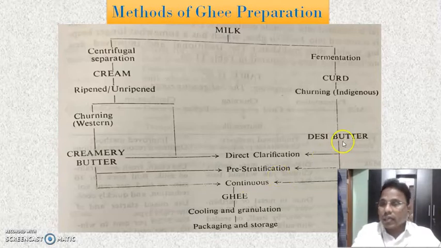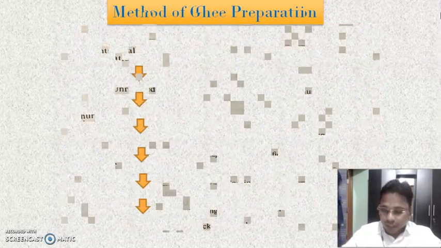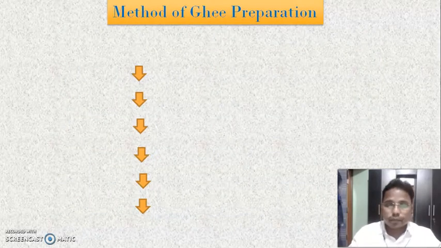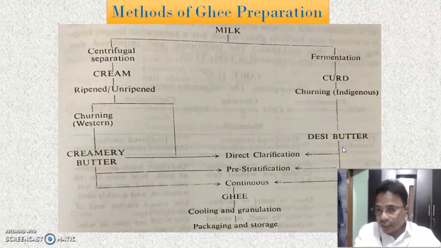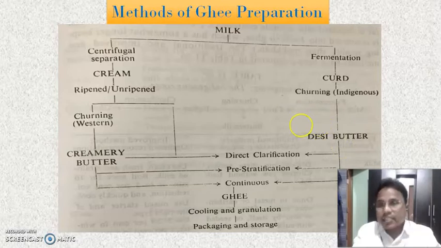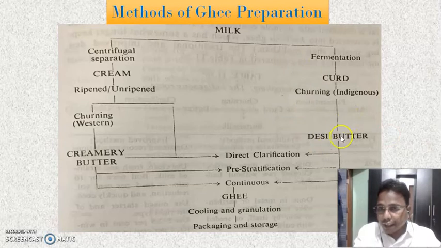When we are preparing ghee by the Desi method, from Desi butter, the butter is directly taken into a karai or a mud pot, and it is heated.